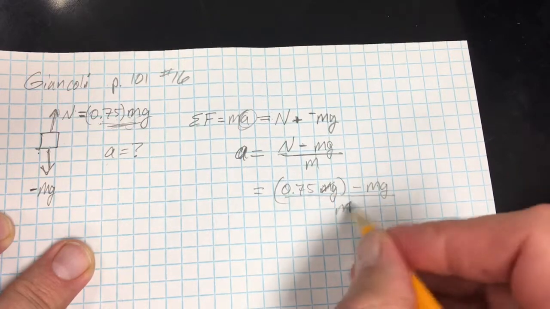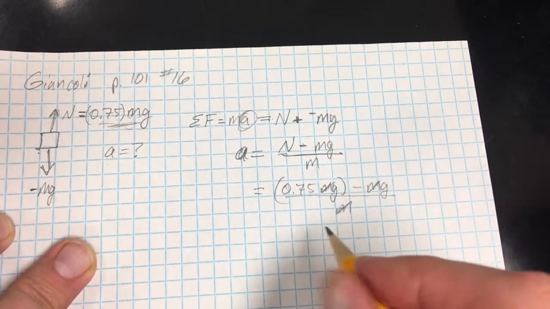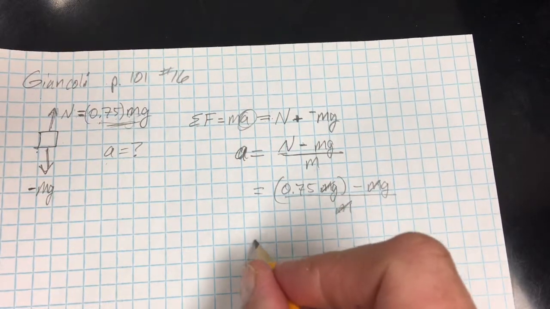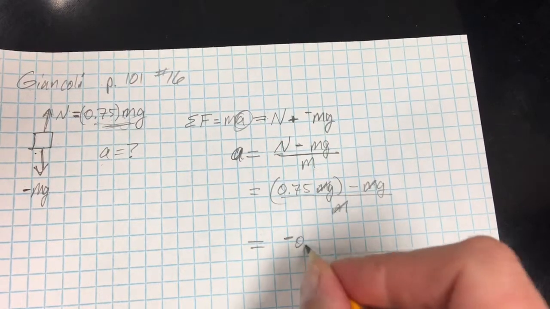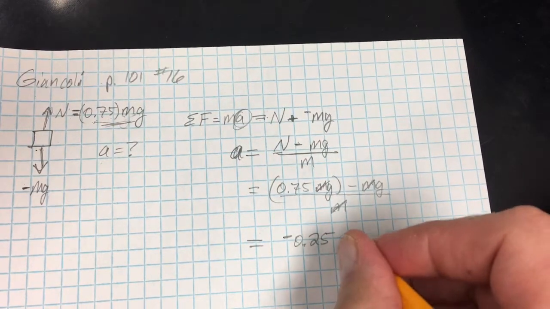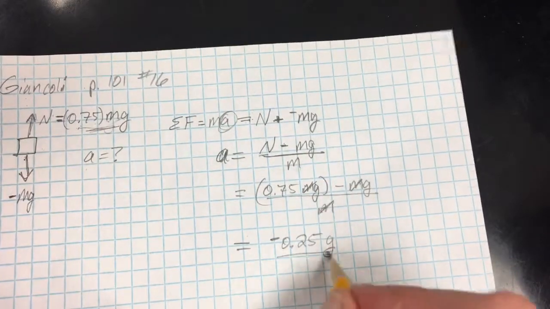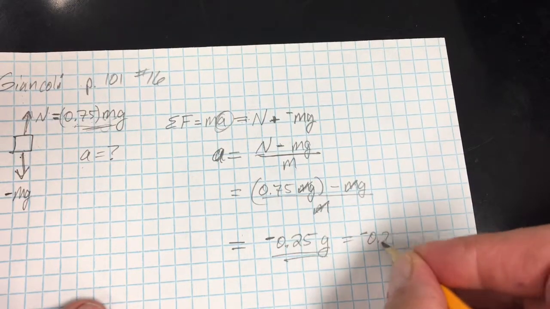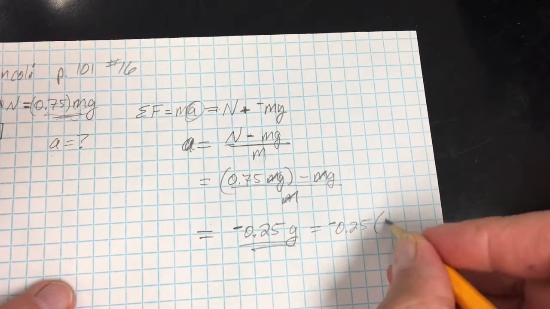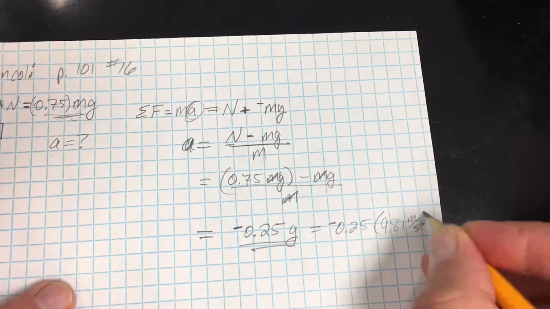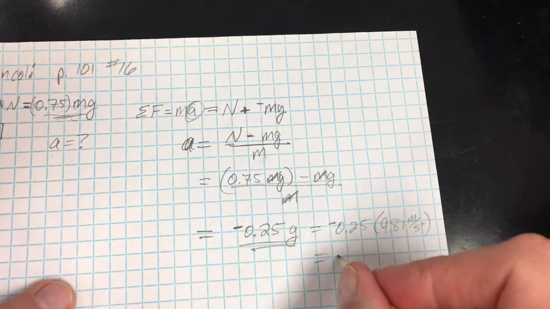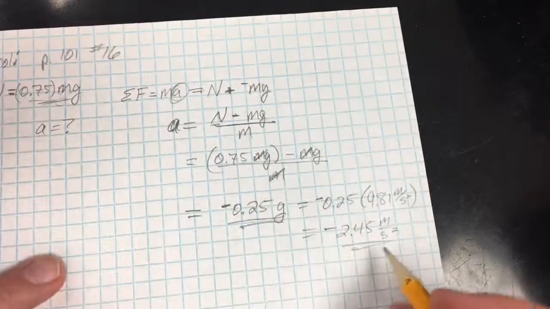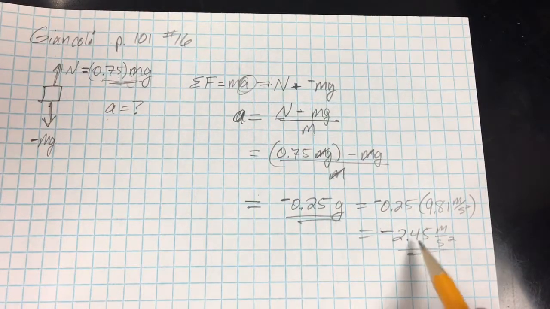I see that I have three like terms, so those cancel out. So I'm left with 0.75 g minus g. What that gives me is negative 0.25 g. I could stop there, and it's perfectly acceptable to stop there, or I could go ahead and substitute in our accepted value for the acceleration of gravity and stick in the sig figs. That gives me negative 2.45 meters per second squared. So there's the magnitude of the acceleration.